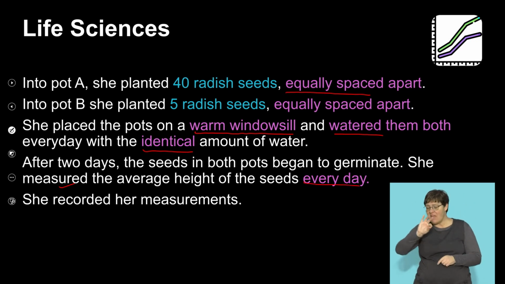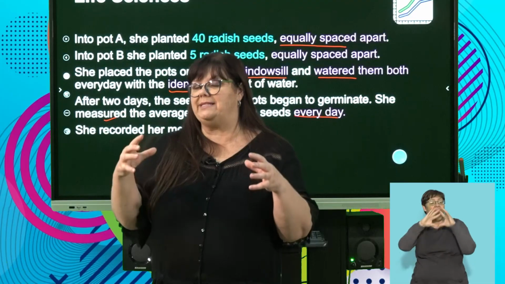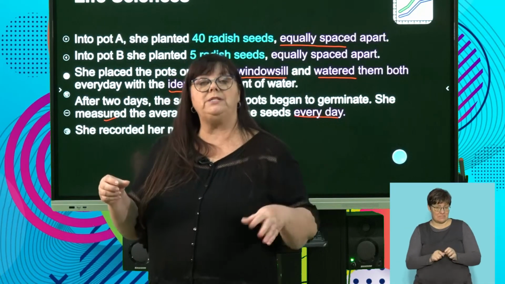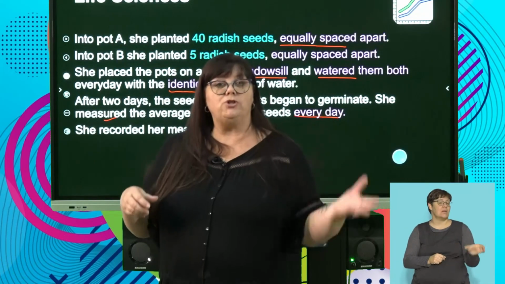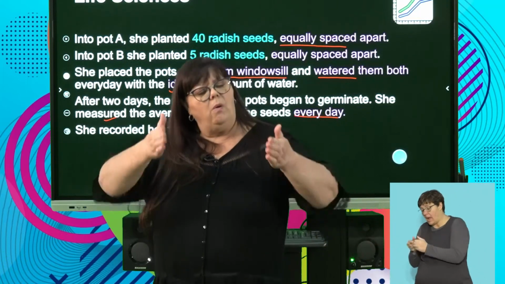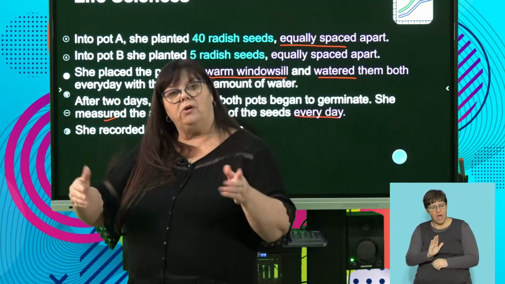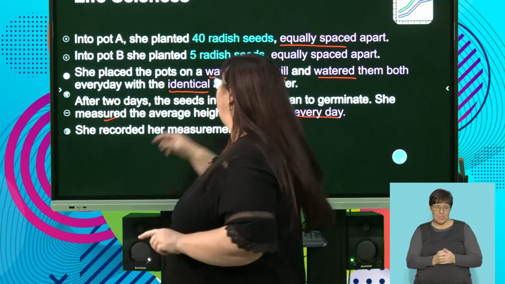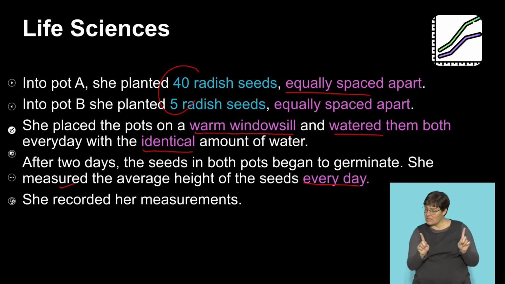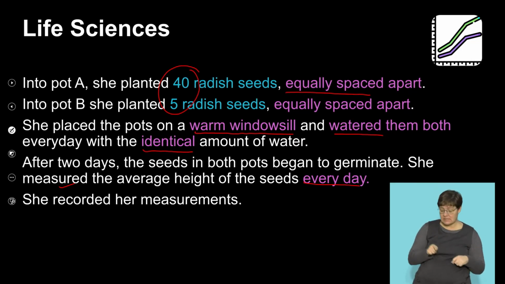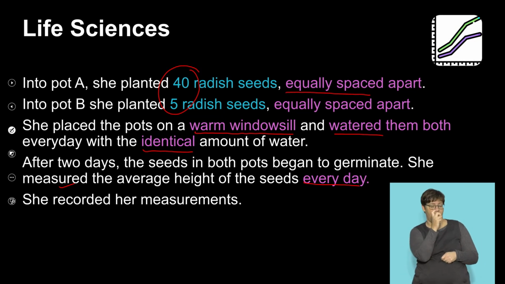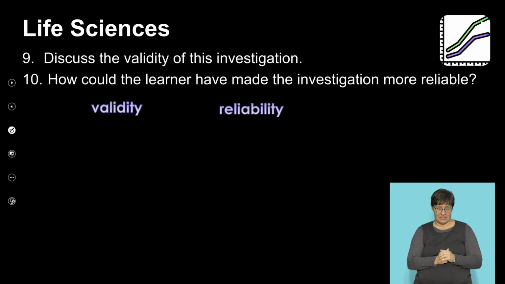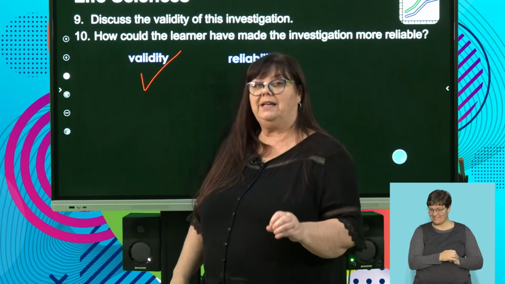She kept everything the same. She didn't put one pot in a dark cupboard or forget to water it, right? All the variables were controlled. The only variable she changed was the number of seeds in the pot. So I would say that this was a really valid experiment.